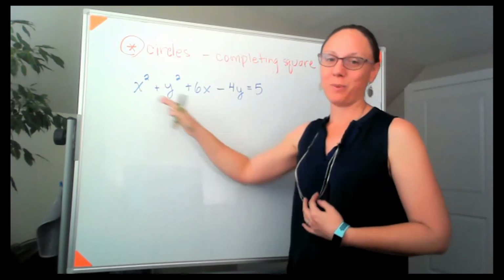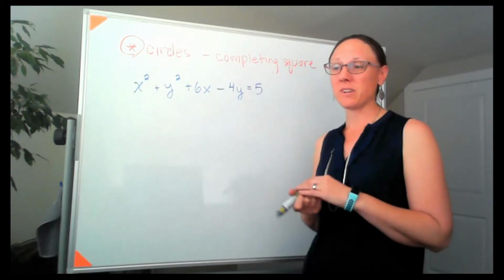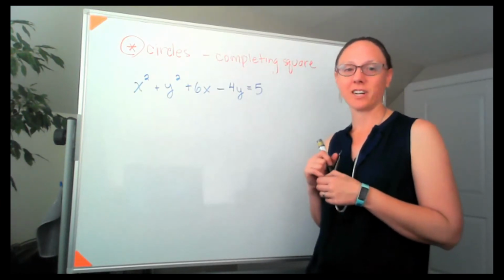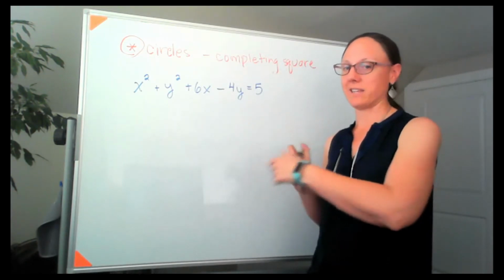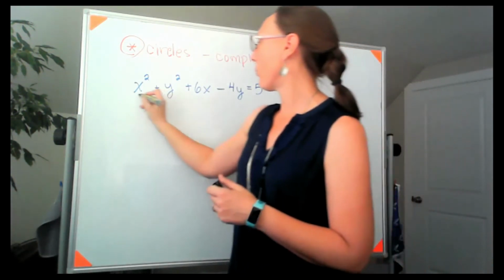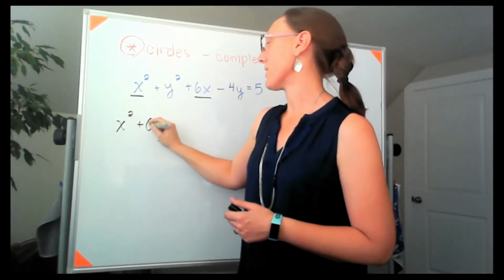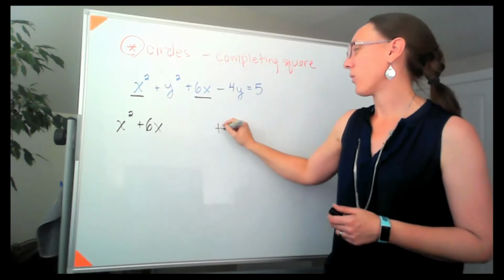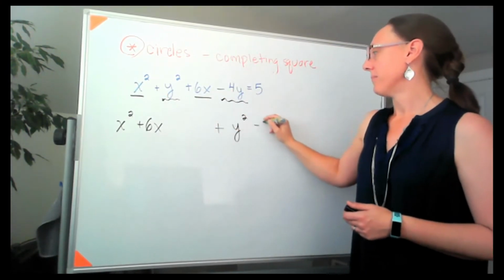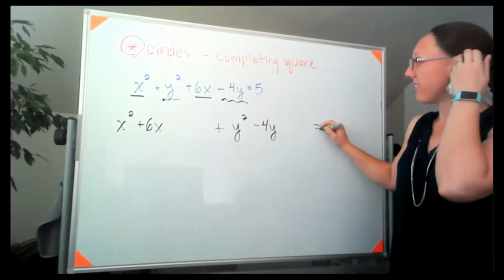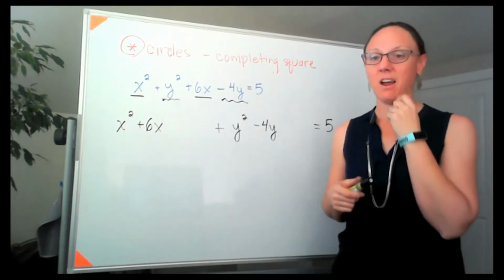I know it's a circle because I'm looking at an x squared and a y squared, and someone has given us a hint on how to get started, which is that we're going to regroup our x's together and our y's together. So I group my x's so that I've got x squared plus 6x, and I group my y's so I've got y squared minus 4y, leaving myself some space and pushing that 5 off to the side.